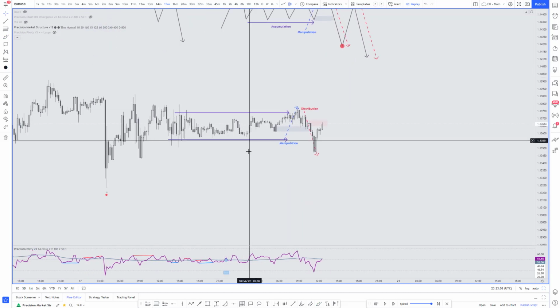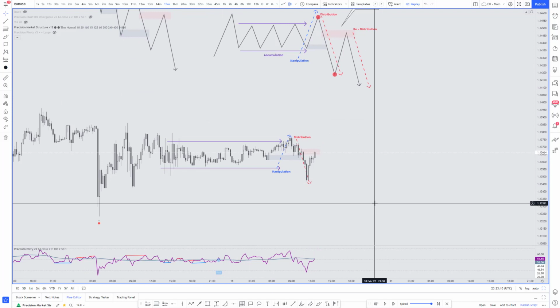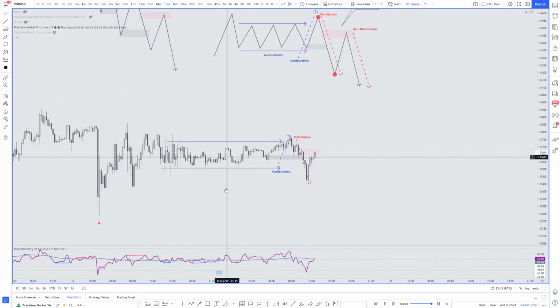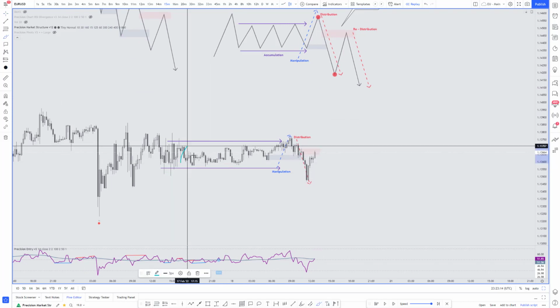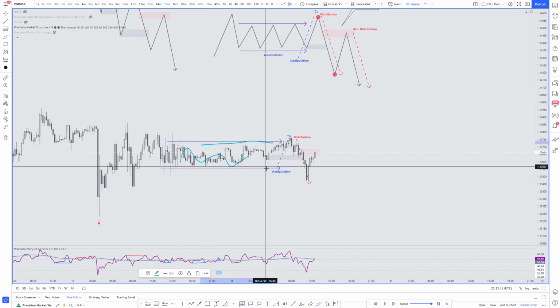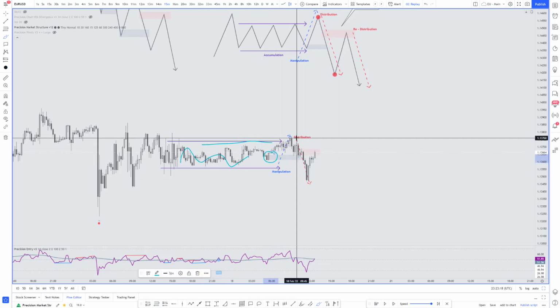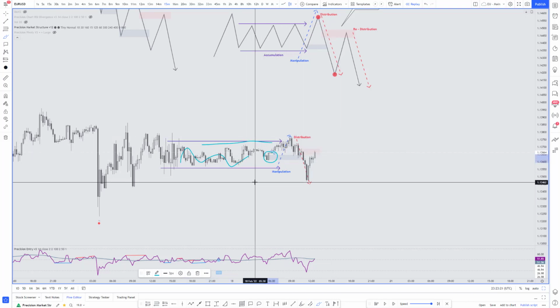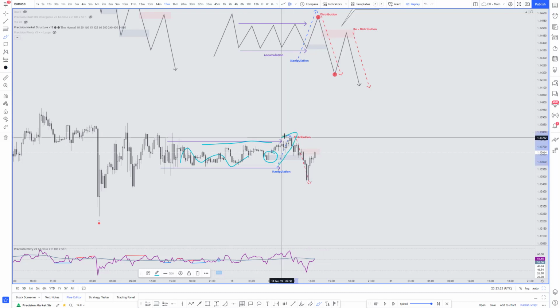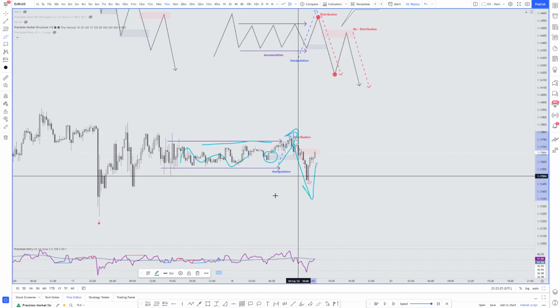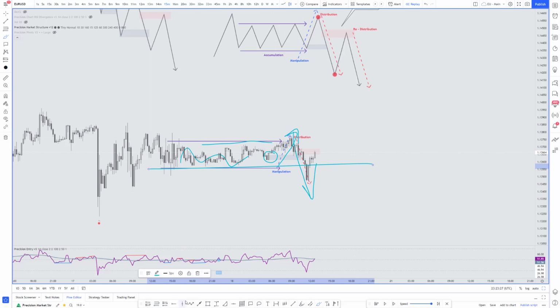Now, here's Euro USD. We have a perfect schematic of a range being built, liquidity's run. This is your last point of supply, or demand, I should say, sorry. Manipulation happens, they run the highs. Distribution happens, they run the lows, and they're ready to leave the range.